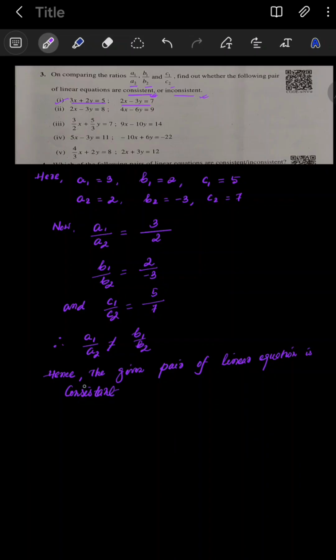So finally you have to write the final step: hence the given pair of linear equations is consistent. OK, so let's solve the next question.